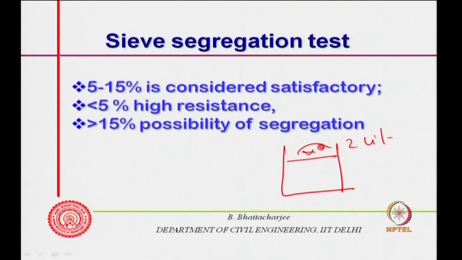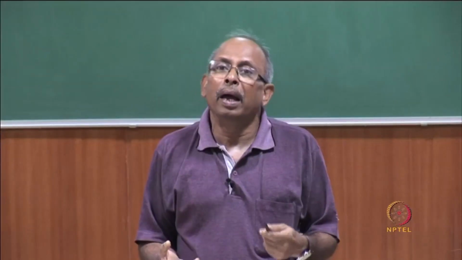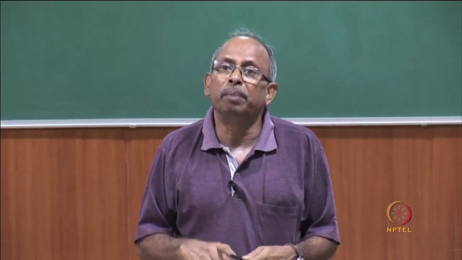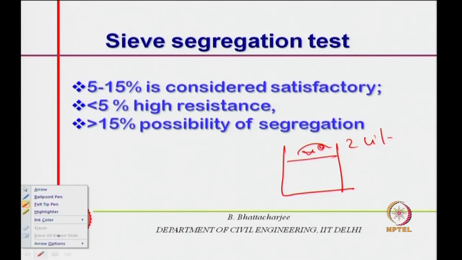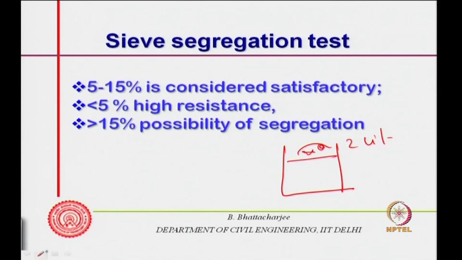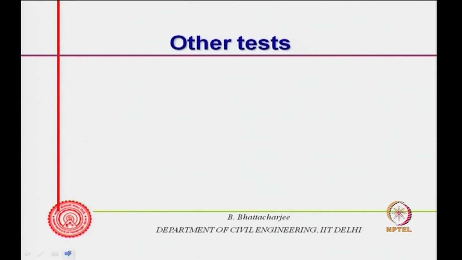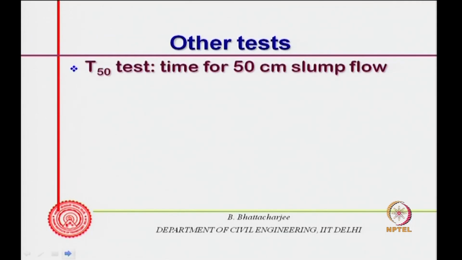High segregation resistance might reduce the flow, that is why less than 5% may not be desirable. But if more than 15% is passing, that means it contains mostly fines, and therefore the majority is passing through it. So, this is a measure of segregation resistance. Then there is another test, the T50 test.